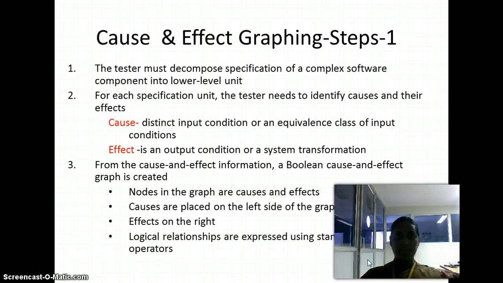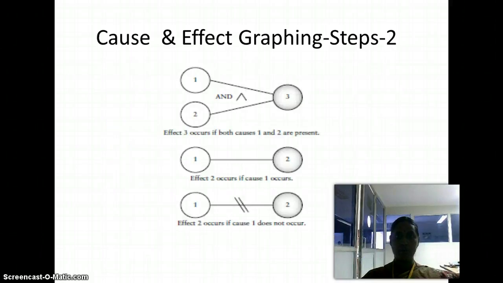Third step, from the cause and effect information, a Boolean cause and effect graph is to be created such that the nodes in the graph are causes and effects. The causes are placed on the left side of the graph and effects are placed on the right. The logical relationships between the causes and effects are expressed using standard logical operators.